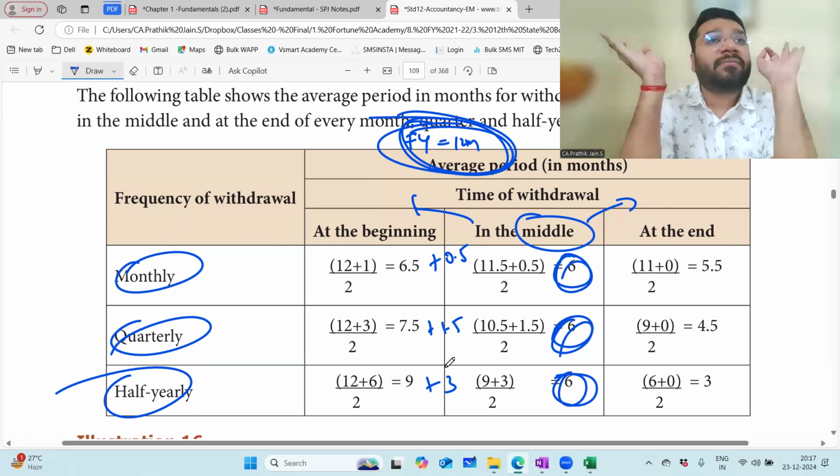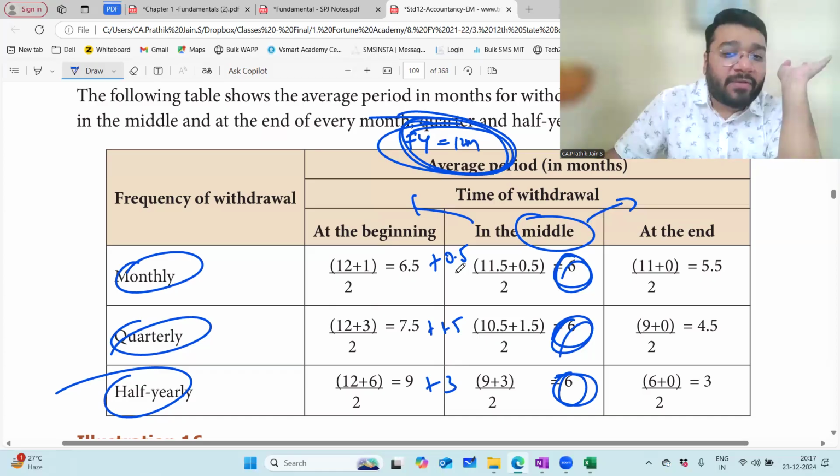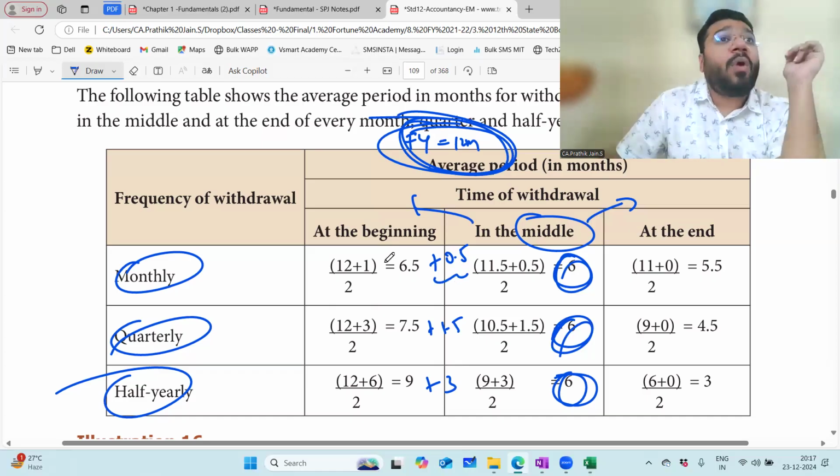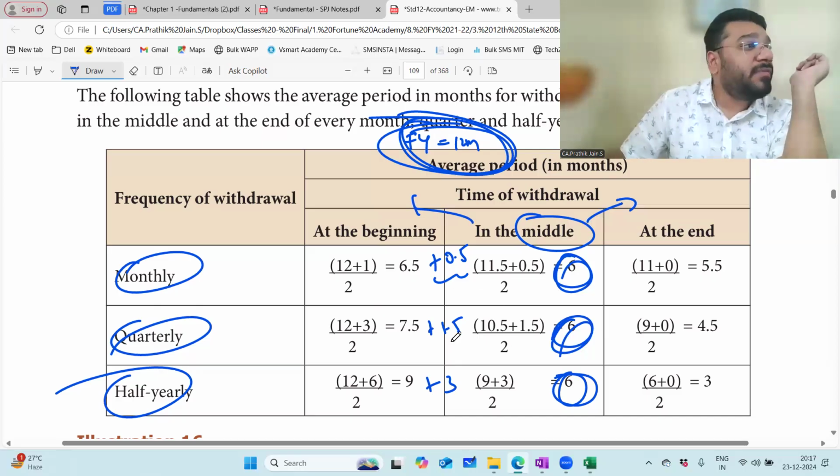3 items I have to add. For month I have to add 0.5. So 6 plus 0.5 is how much? 6.5. For quarterly I have to add 1.5. 6 plus 1.5 is how much? 7.5. Then 6 plus 3, 9. Easy? Yes, sir.